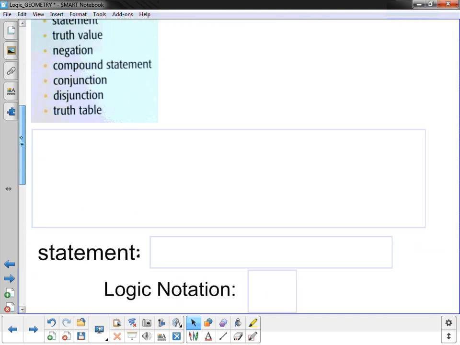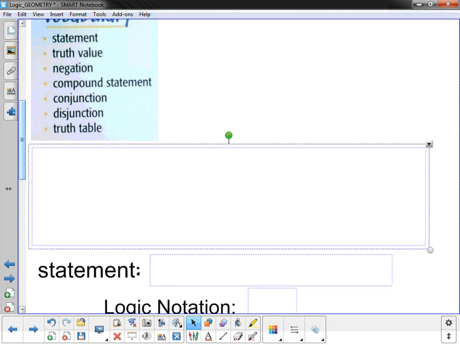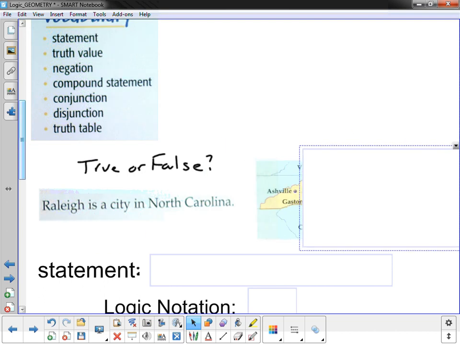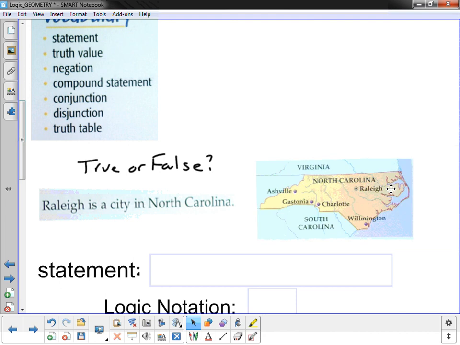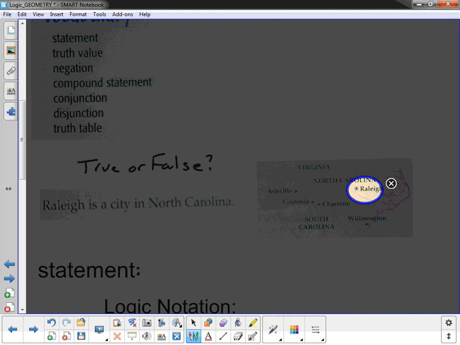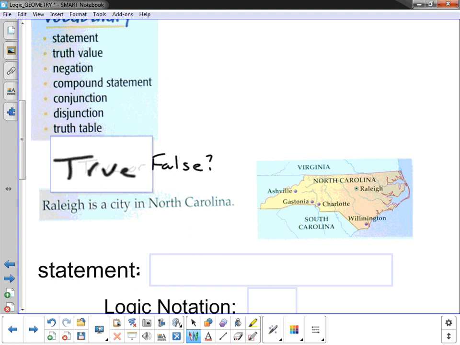Okay, so our first one is a statement. Oh, I know what I want to talk about. Here we go. I have a statement: Raleigh is a city in North Carolina. Is that a true or false statement? Hopefully you said that's true, but if you don't know, let's take a look. Here's a map of North Carolina, and you will notice right there in North Carolina, we have Raleigh. There's Raleigh, North Carolina.